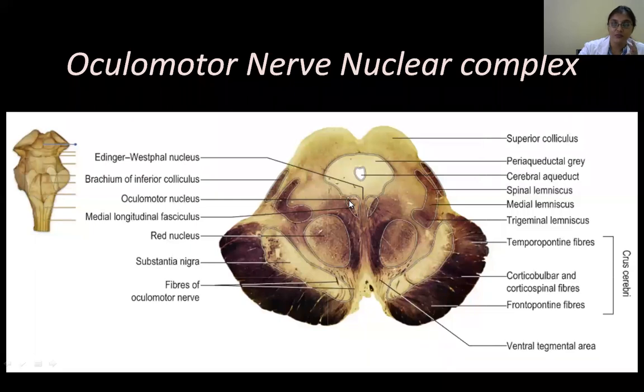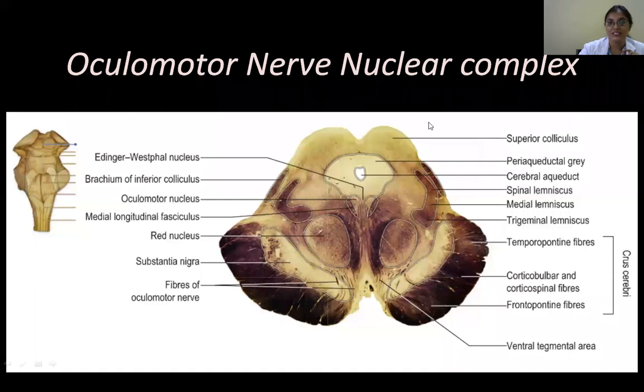The 3 and 4, that is the oculomotor and the trochlear, these two cranial nerve nuclei are located in the periaqueductal gray matter of the midbrain, but at different levels. The oculomotor nerve complex is at the level of the superior colliculus, and the trochlear at the level of the inferior colliculus. But both of them are related to vision, the movement of the eyeball. This is the location of the oculomotor nucleus, but I've marked this part as the oculomotor nerve nuclear complex.